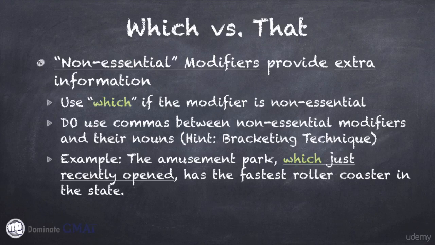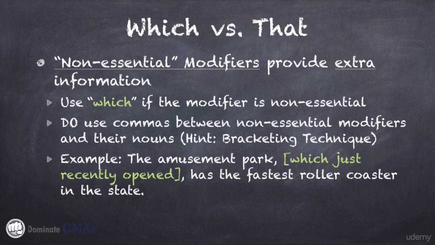Here, we offset that modifying information with commas. We use the word which, and what that means is that the fact that it recently opened is extra information. It's kind of good to know. Thanks for telling me that. But it's not essential to knowing which amusement park we're talking about. Perhaps it's the case that there's only one amusement park in the state. And so we're not confused as to which amusement park we're talking about. It's just nice to know a little bit of information about that amusement park. Oh, by the way, it just recently opened.